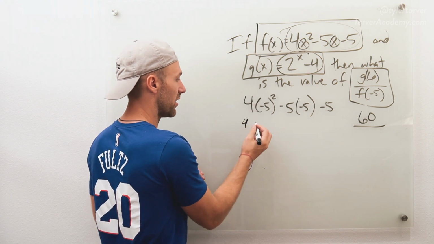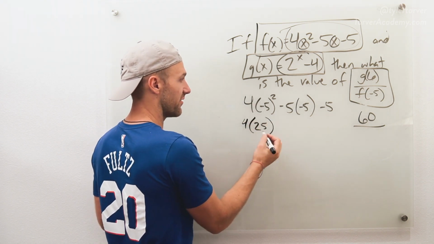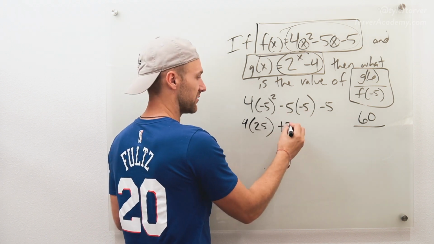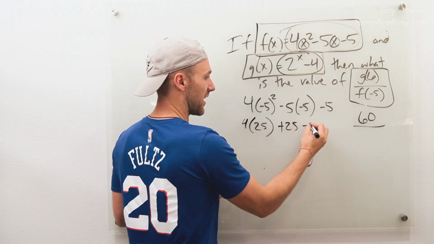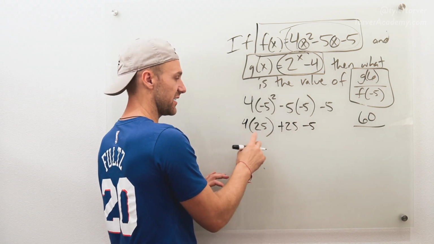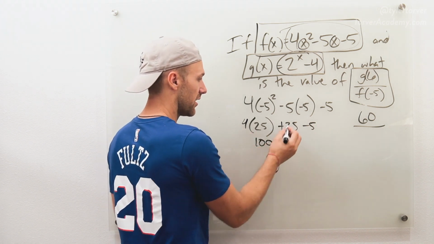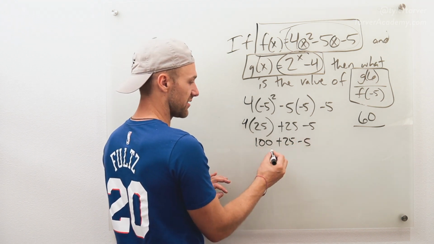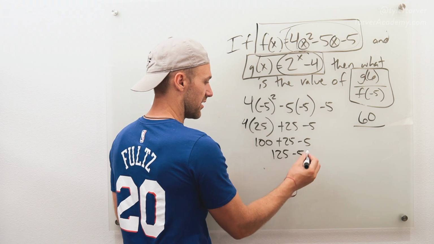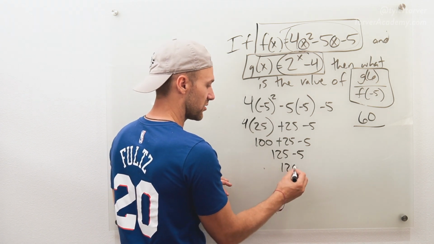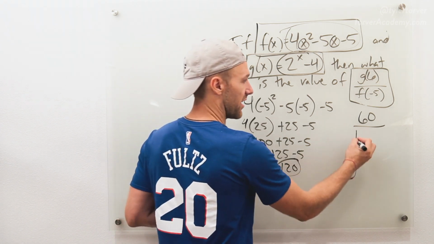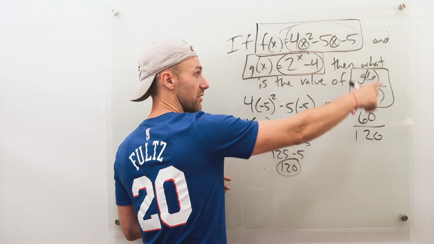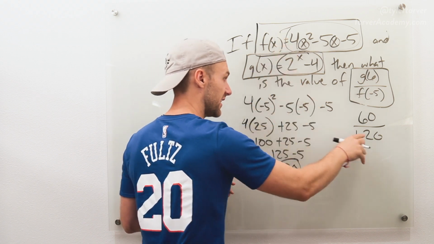So 4 times positive 25, and then I can go ahead and do some math here. What's negative 5 times negative 5? Positive 25. And then minus 5 is still there. I can simplify these. 4 times 25 is 100, plus 25, minus 5. 100 plus 25 is 125. 125 minus 5 is 120. Okay, so I'm going to put that over here. This has now been replaced with what, replaced with negative 5, is equal to 120.